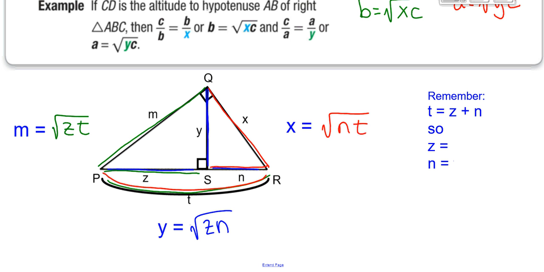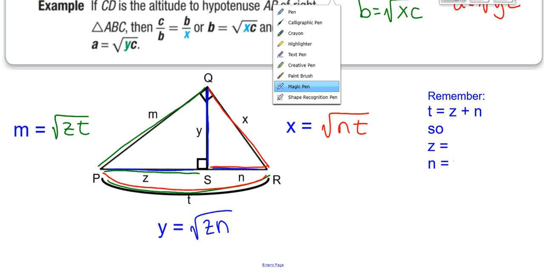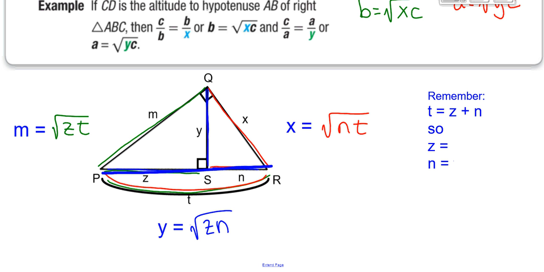For that one. Then over here, I just have this little reminder. When you look at that bottom, and I'll use the magic pen this time so that it'll erase itself, this segment PR, that whole length right there, is made out of these two little pieces, PS and SR. By the segment addition postulate, to get the length of the whole thing, we add the two little pieces. That whole thing is labeled as T here, and it's equal to Z, this piece right here, plus N, this piece right there. And so T equals Z plus N.